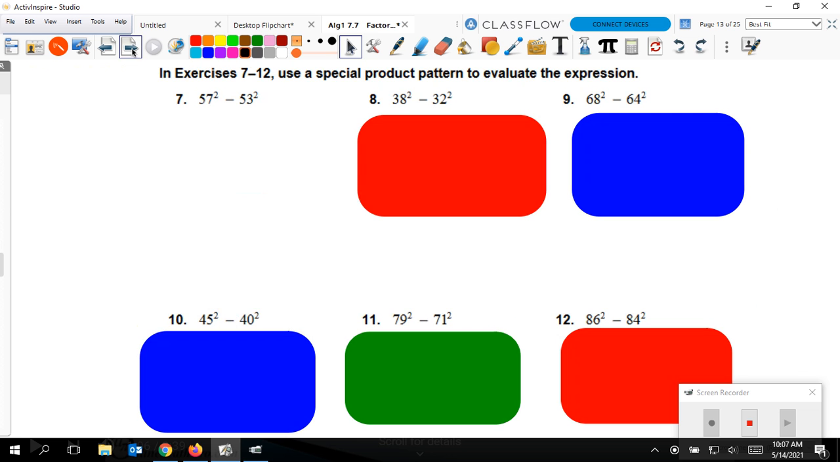Alright, so let's go on to our next part. Now the next part says use special products pattern to evaluate the expression. I'm just going to show you number 7 and give you a chance to try some of these other ones here. So how would we do this using this difference of two squares? So simply put, we could see that it's going to be 57 squared and 53 squared. So if I did the same thing as we just did by putting these into two binomials right here. I'm going to do this one in green.